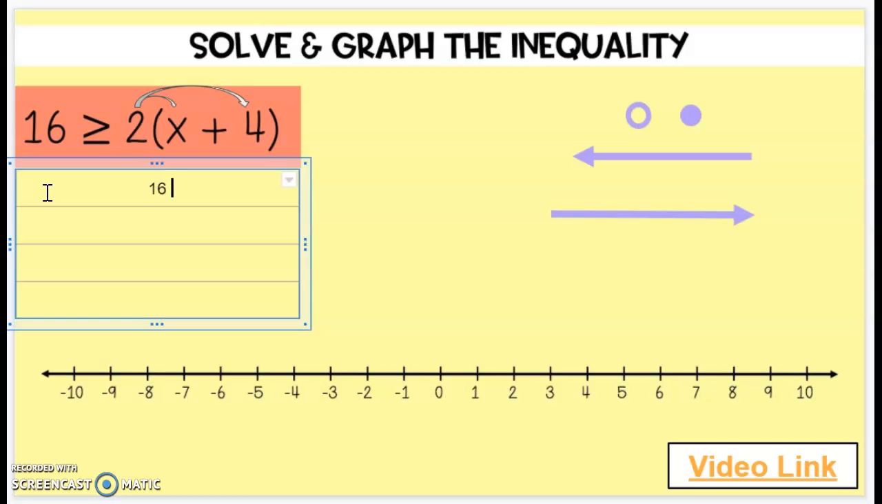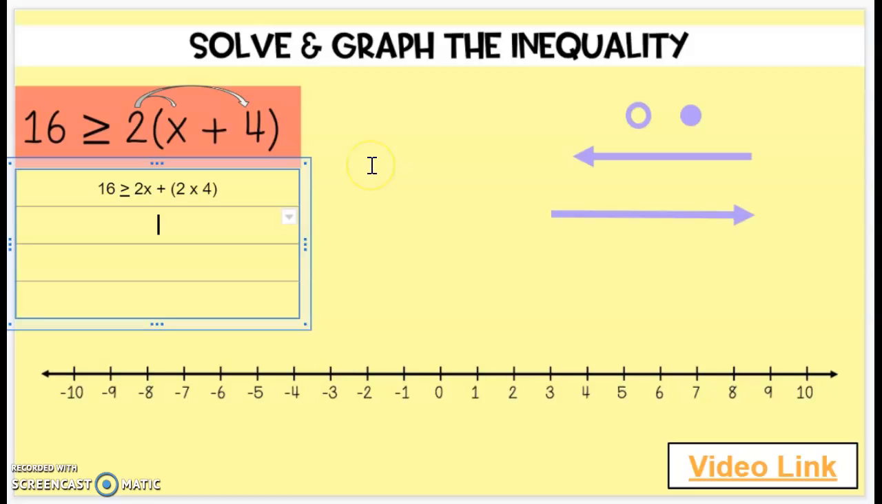16 is greater than or equal to, and then I'm going to distribute my 2 to my x, so 2x plus 2 times 4. The reason I didn't put the 2x in parentheses is you just put them together, and that's multiplication.